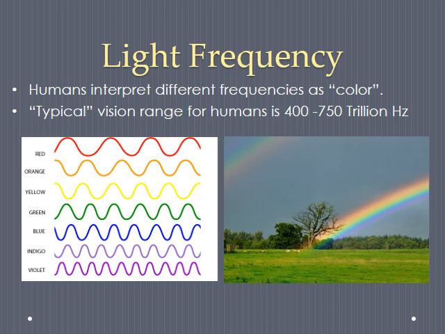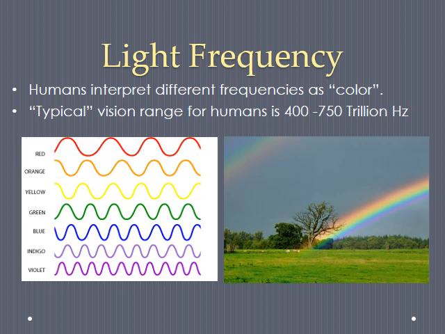The frequency of light is interpreted by human brains as different colors. So the colors of the rainbow, you may have heard the Roy G. Biv song, but red, orange, yellow, green, blue, indigo, and violet are kind of our way of describing different frequencies of light. Of course, there's no real cutoff between one color and the next. It's all kind of subjective, so what you might call orange, somebody else might call yellow.